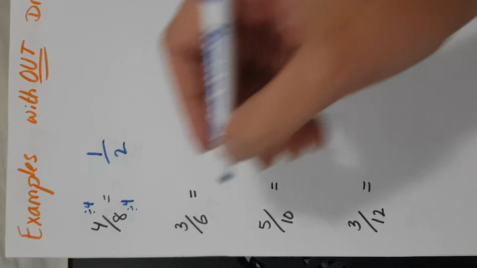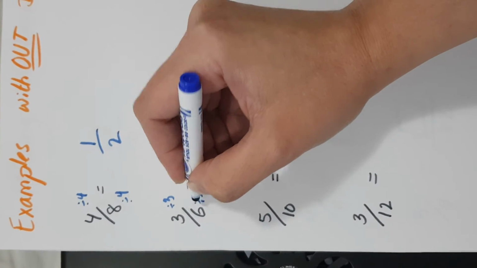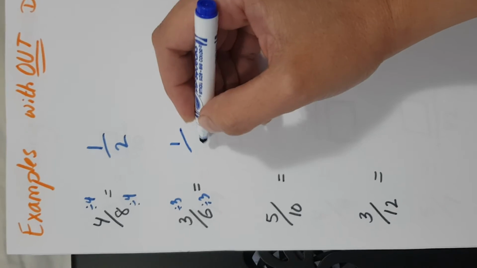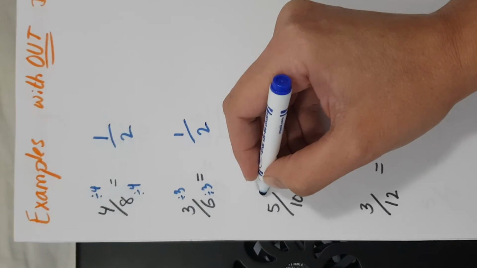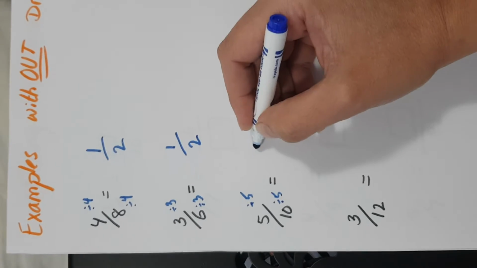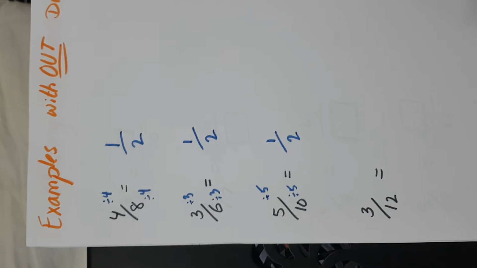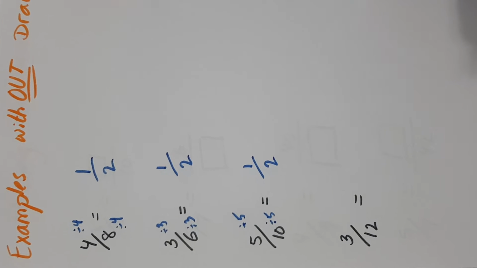Same idea in this case. 3 divided by 3, 6 divided by 3. So 3 divided by 3 is 1, and 6 divided by 3 is 2. Again, same idea. Divide with 5, up and down. So 1 out of 2. And this is my equivalent fraction. So here I simplified my fraction.